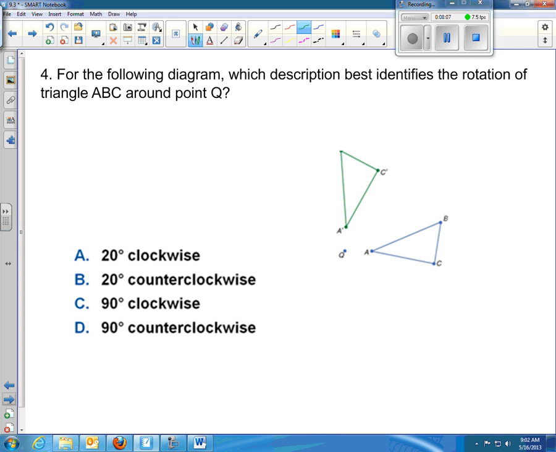All right, for the following diagram, which description best identifies the rotation of triangle ABC around point Q? Now notice the blue one is our original, that's our pre-image, because it's A, B, and C. The green one is A prime, B prime, and C prime. Ooh, we lost B prime. B prime. All right, so here is point Q. So if I just follow point A to A prime, I see that it went 90 degrees. So this is going to be a 90 degrees, and because it goes this way, that is counterclockwise.